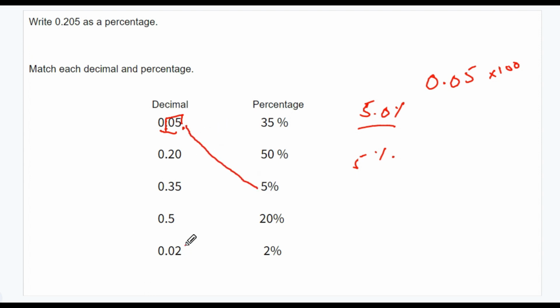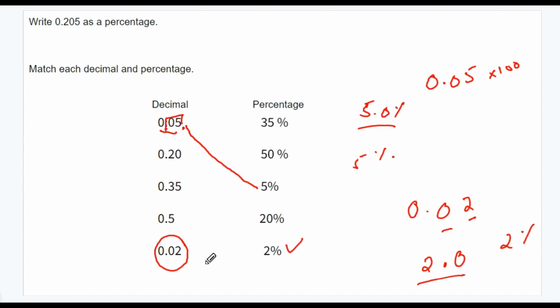And one more I'm going to do for this, like 0.02. So 0.02 again is the same as 0.05. 2 times your decimal needs to move, and your decimal is going to stay after 2. 2.0 means 2%. So these were the same.